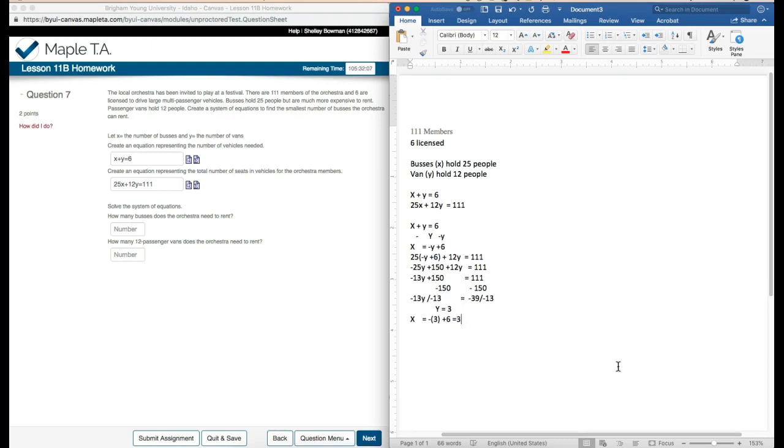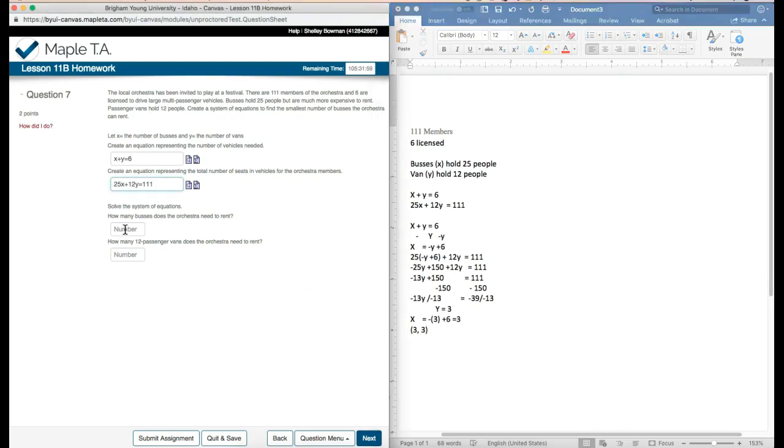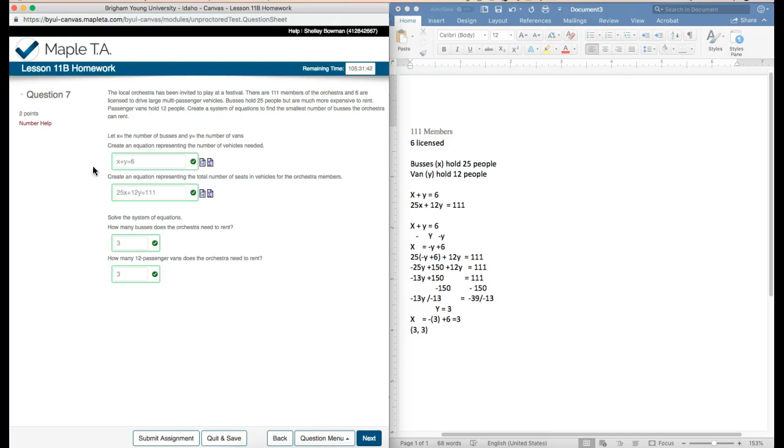And so my answer, I could write it in a coordinate point like this as 3, 3, the ordered pair, and in this case, because I'm interpreting x being the number of buses and y being the number of vans, they both ended up being 3, so I know I need 3 buses and 3 vans, and we can just verify that with the how did I do.